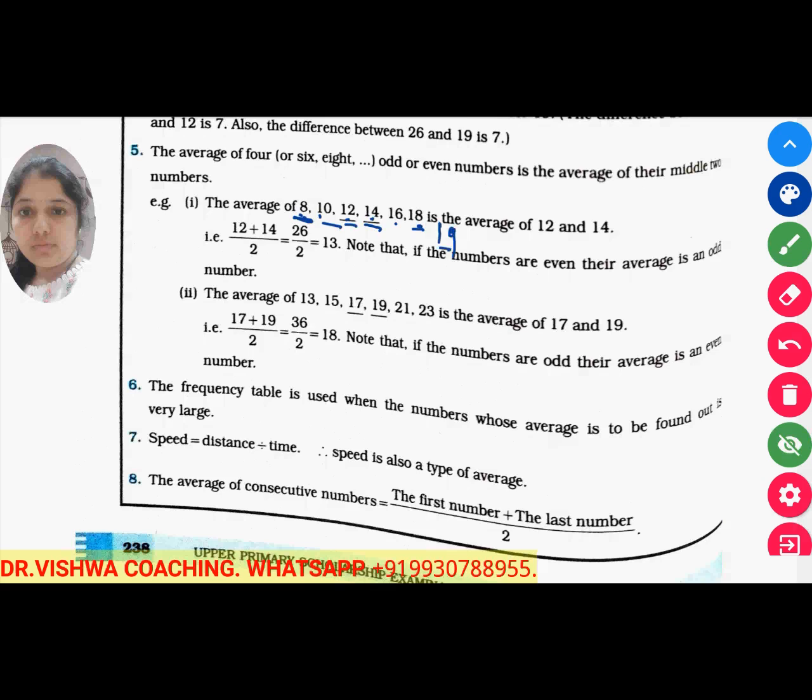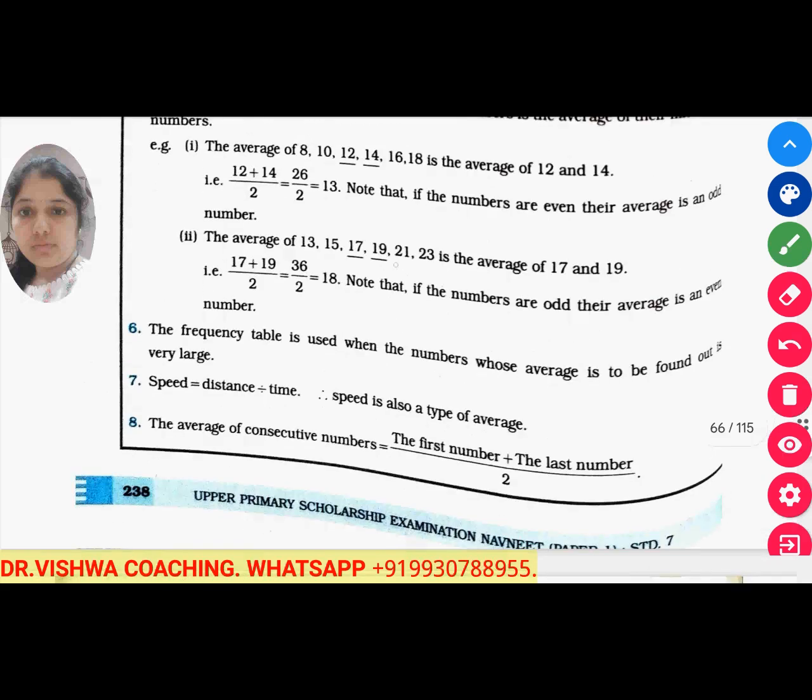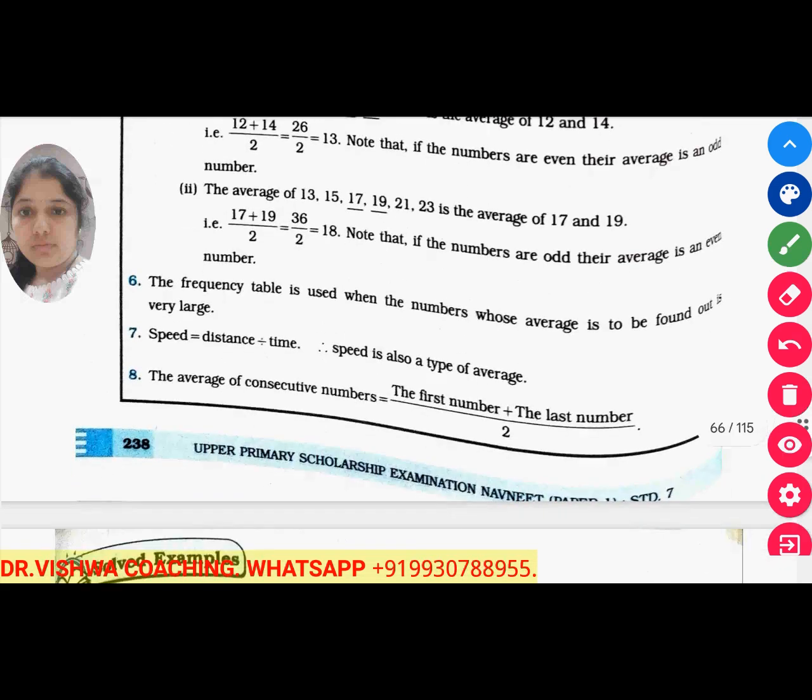If they were 7 numbers, then the middle number would be the average, but they are 6 numbers. So to calculate their average, we take the middle two numbers and calculate the average of those two, and that is the average of the given numbers. The same thing is for odd numbers also, but the total count should be even. Now, if we have to calculate the average of consecutive numbers, we just take the first number and last number and divide the sum by 2. And we all know the formula of speed is equal to distance upon time.